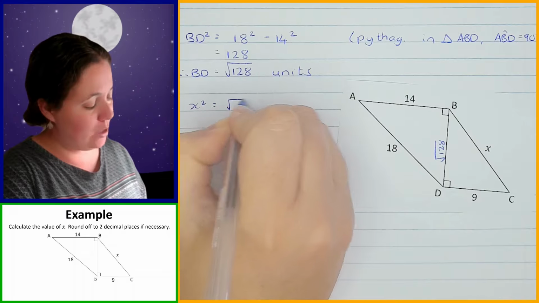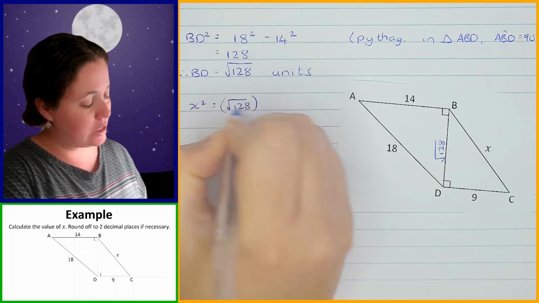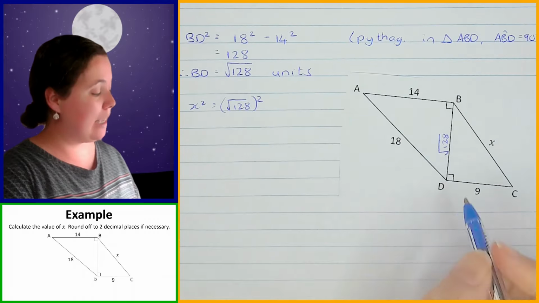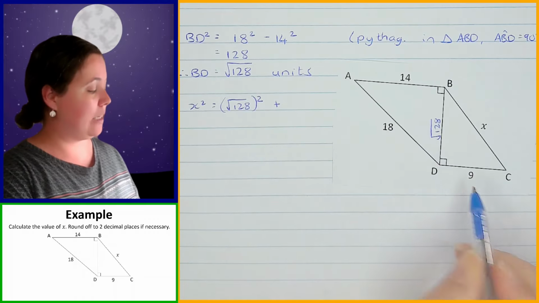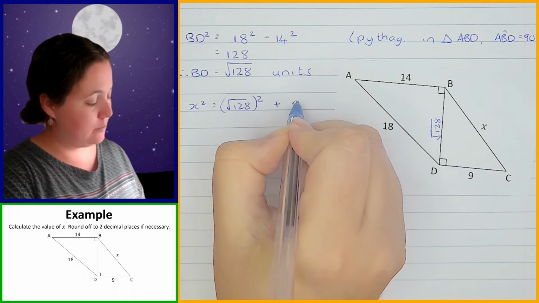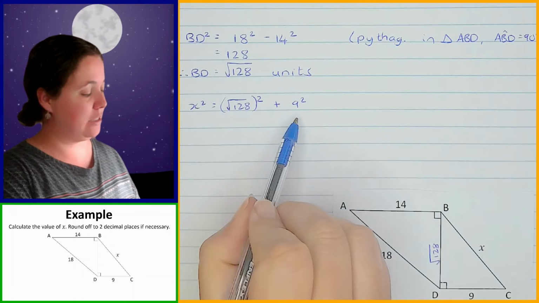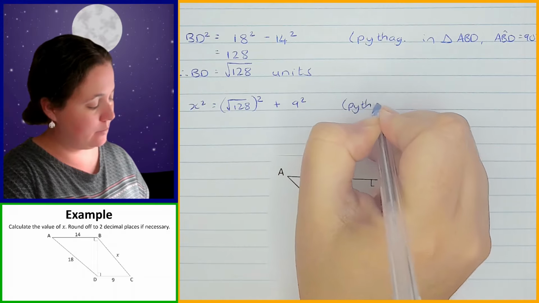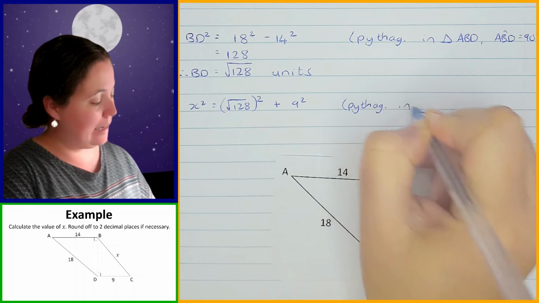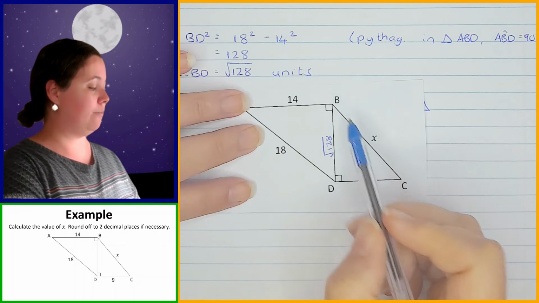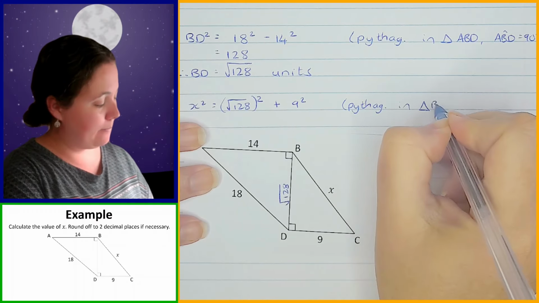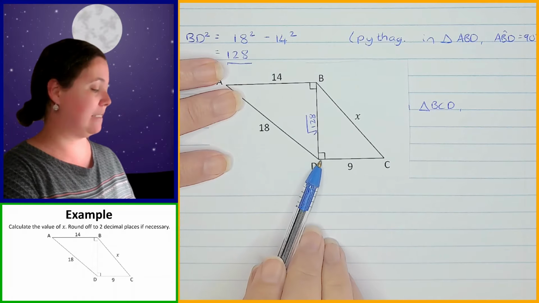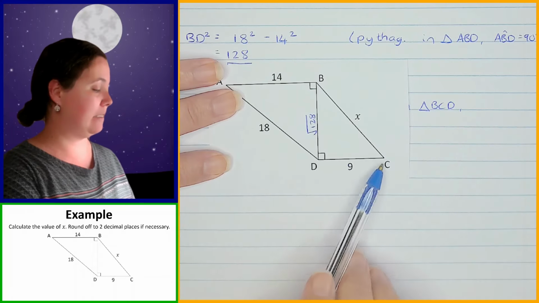Okay, so this is the square root of 128, and we're squaring that. But like I said, you could just write 128, and then I'm adding 9 squared to that. And the reason that I can say this is also because of the Pythagorean theorem. In triangle BCD, and in this case, the right angle is this angle over here. It's angle BDC.